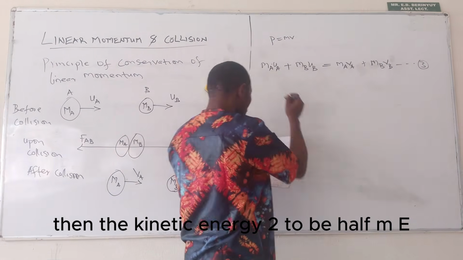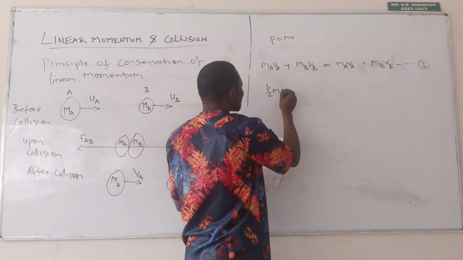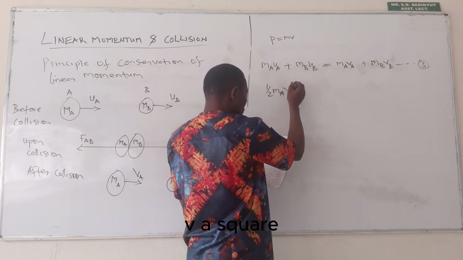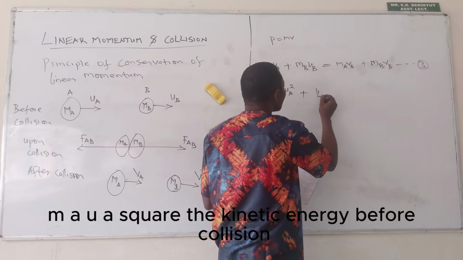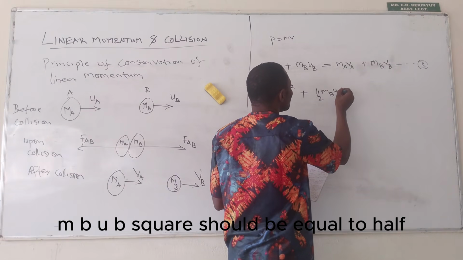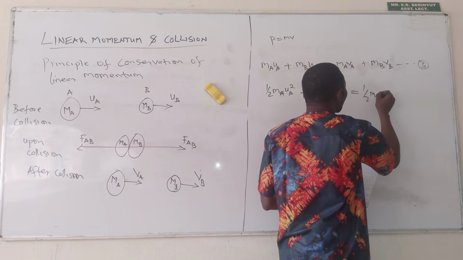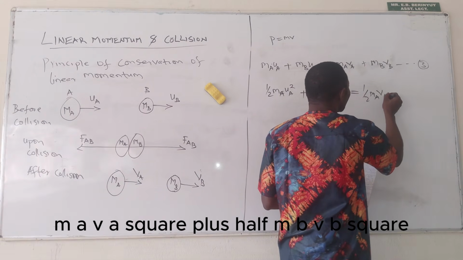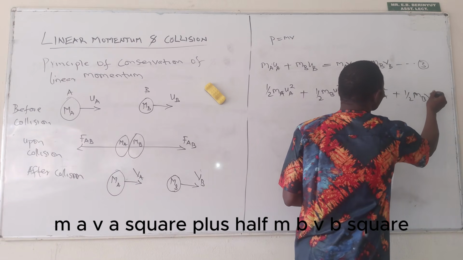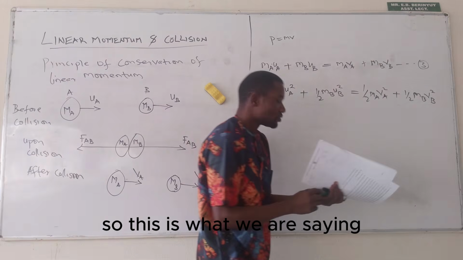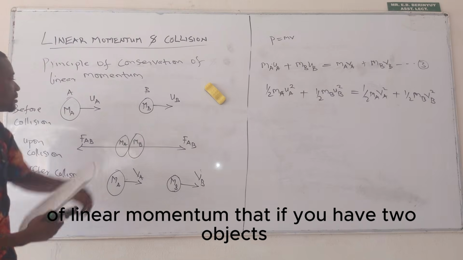Then the kinetic energy too: half MAUA square plus half MBUB square, the kinetic energy before collision, will be equal to half MAVA square plus half MBVB square.